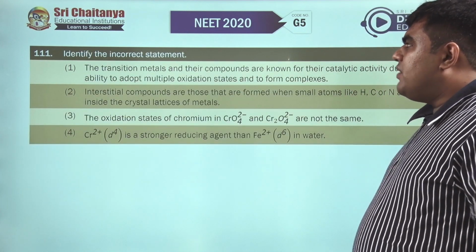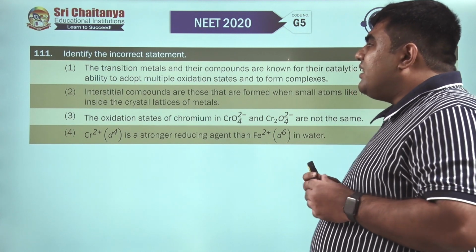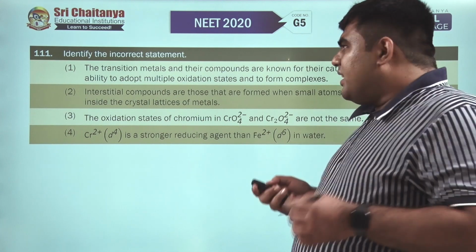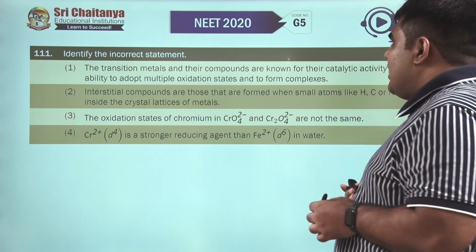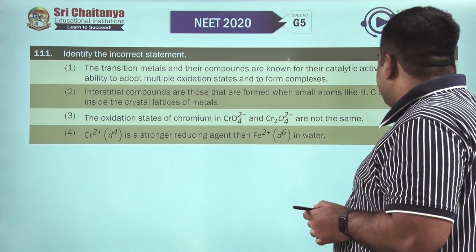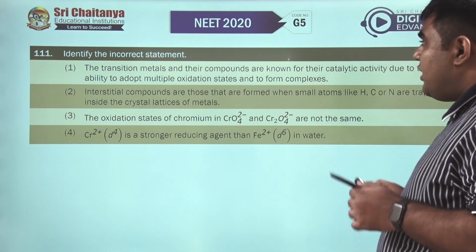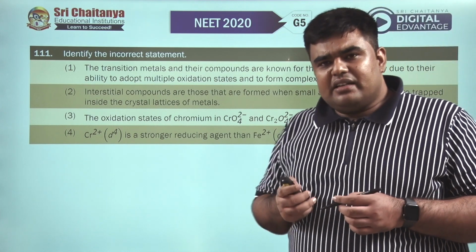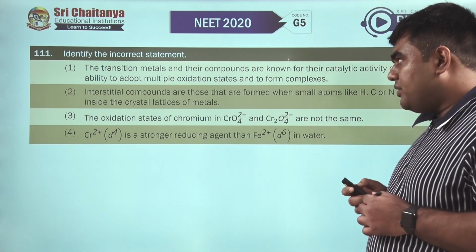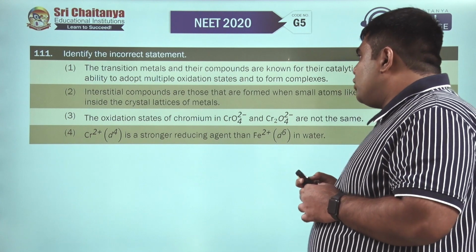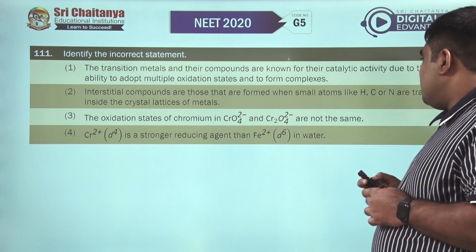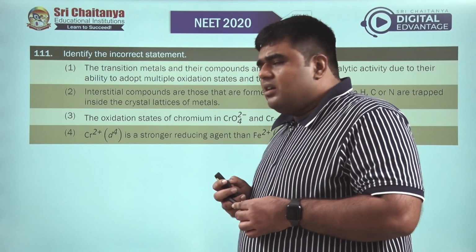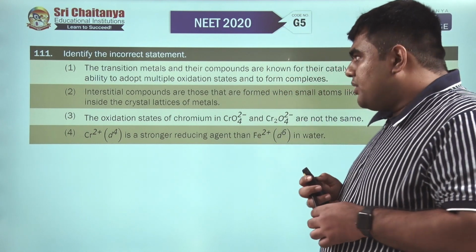Let's move to question number 111. Identify the incorrect statement. So we have been given 4 statements and we have to find the incorrect statement. The transition metals and their compounds are known for their catalytic activity due to their ability to adopt multiple oxidation states and to form complexes. Yes, this is the correct statement, we know about it. Interstitial compounds are those that are formed when some small atoms like hydrogen, carbon, nitrogen are trapped inside the crystal lattice of the metal. That is also the correct statement.